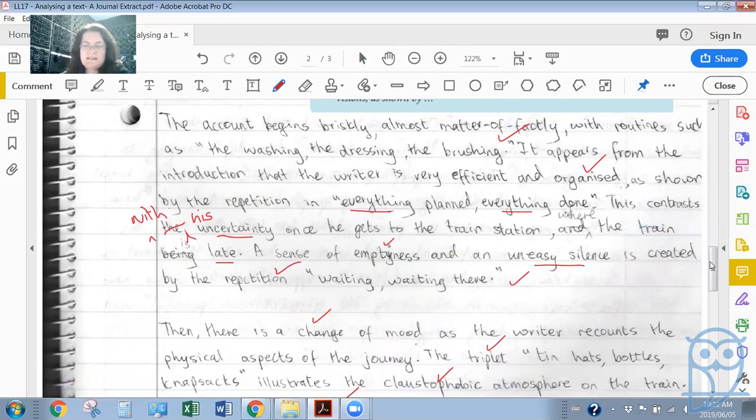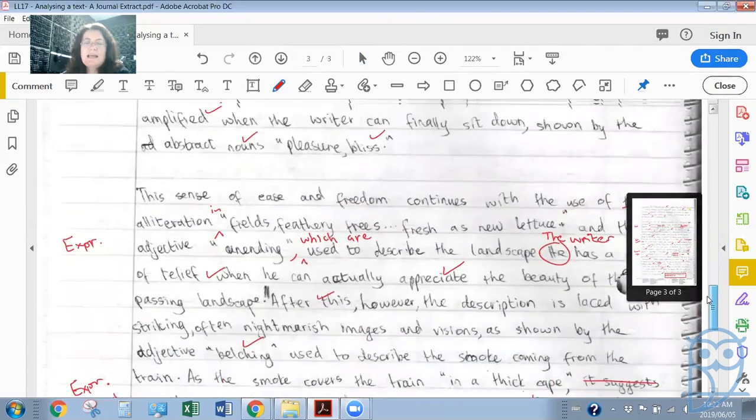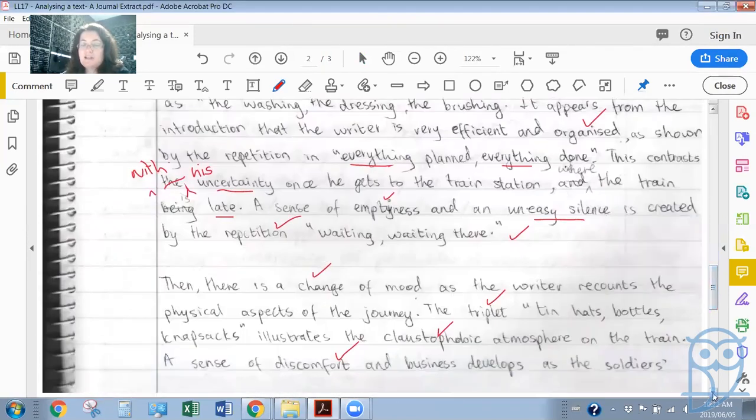Yes, uneasiness. Okay. And I'm showing you where I've ticked because that shows that the student has made a relevant point. Then there is a change of mood as the writer recounts the physical aspects of the journey. The triplet, tin hats, bottles, knapsacks, illustrates the claustrophobic atmosphere on the train. So it's not just the soldiers, it's tin hats, it's their bottles, it's the knapsacks. What a great observation to make. Okay. And what is the effect that's created?